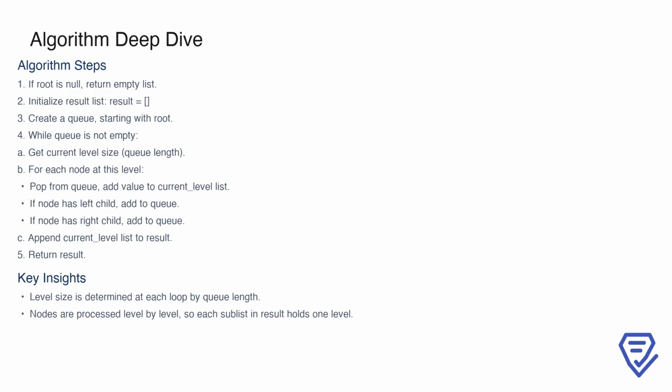After processing all nodes at the current level, we append the level list to the result. This process repeats until the queue is empty, and finally, we return the complete result. The key insight is that each iteration of the main loop corresponds exactly to one level of the tree, so grouping values requires no extra complexity.